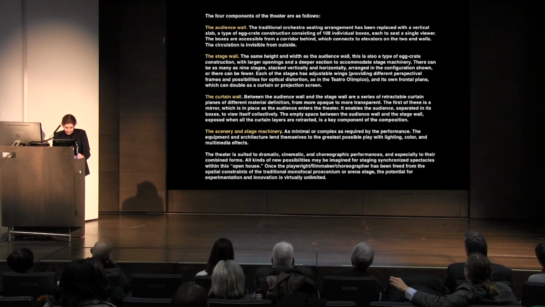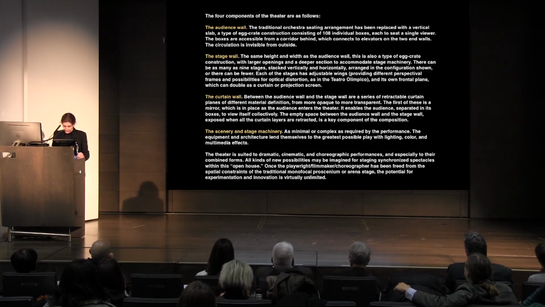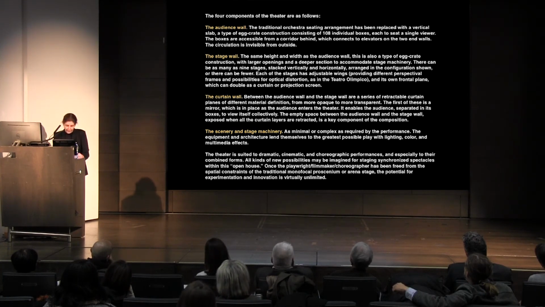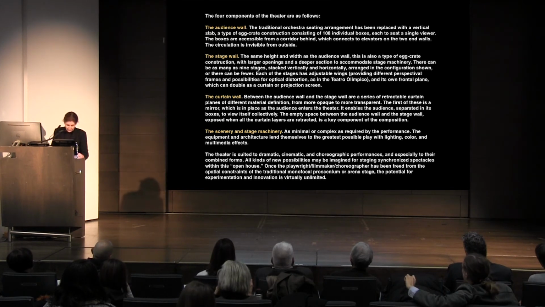The stage wall, the same height and width as the audience wall. This is also a type of egg crate construction, with larger openings and a deeper section to take stage machinery. There can be as many as 9 stages, stacked vertically and horizontally, arranged in the configuration shown, or there can be fewer. Each of the stages has adjustable wings, providing different perspectival frames and possibilities for optical distortion, as in the Teatro Olimpico, and its own frontal plane, which can double as a curtain or projection screen.